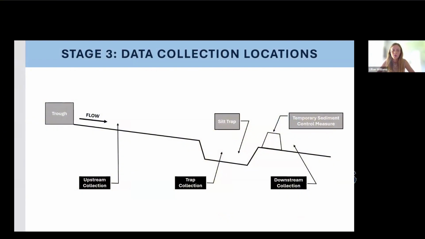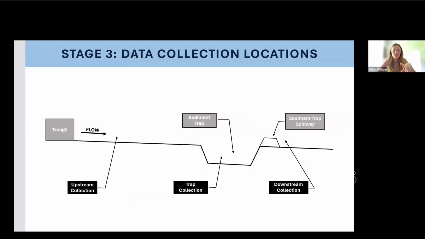So stage 3 was determining that data collection. So we had 3 collection points: an upstream, in the trap, and then directly downstream. And for the silt trap and sediment trap, you can see they're very similar with those 3 locations. So the upstream helps us get that inflow, so what runoff is actually coming in, and then the downstream is really the other part that we looked at to make sure that it was leaving cleaner than it came in.